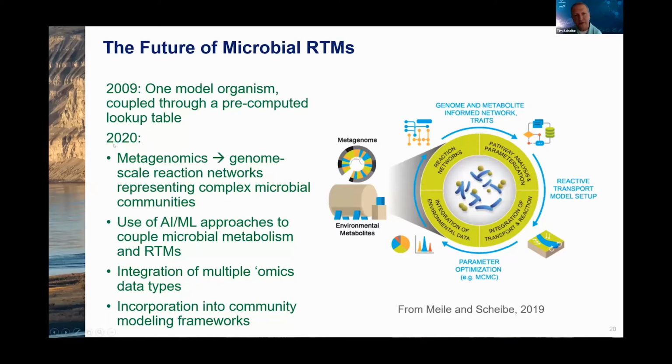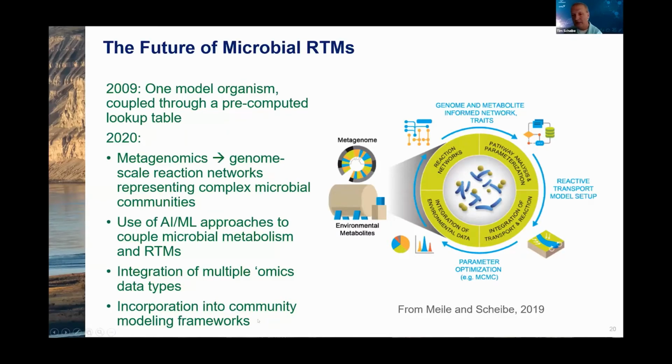Now, as we move to current day, 2020, we now have metagenomics, and we can use those metagenomics, as we've seen on days 1, 2, and 3, to develop genome scale reaction networks that represent the interactions of complex microbial communities. And as Hyun will talk about later in his talk today, we can use artificial intelligence and machine learning approaches to replace the lookup table to couple microbial metabolism and reactive transport models in a more efficient way. We can begin to integrate multiple omics data types, including metagenomics, metabolomics, proteomics, into our models.